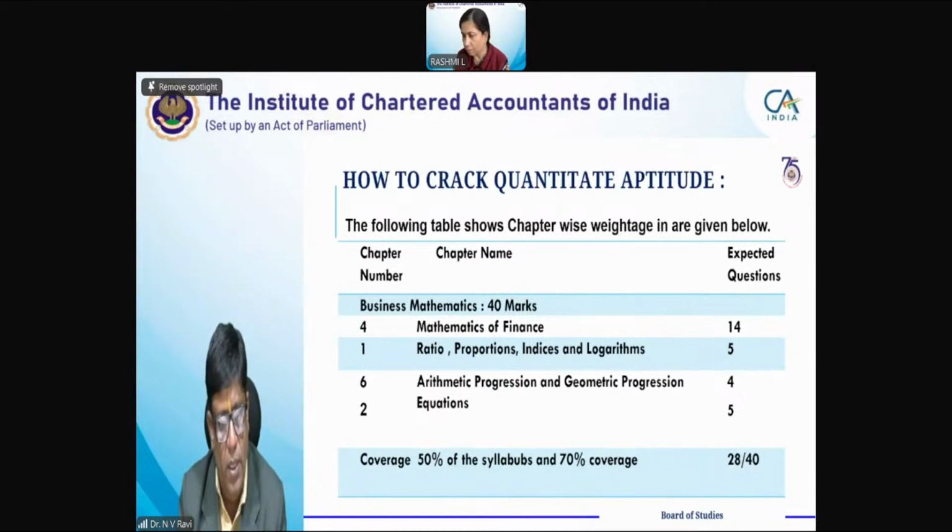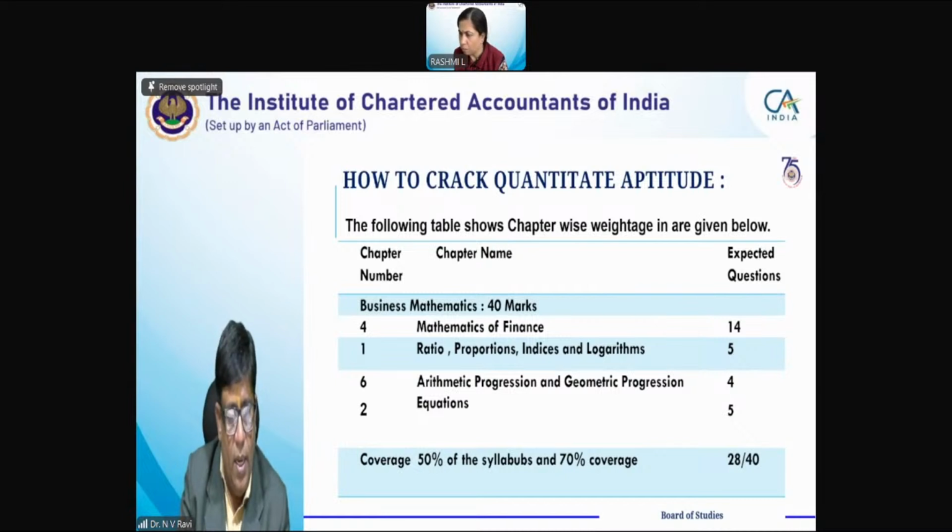Next, equations. Equations is a second chapter, the quadratic equation, cubic equations, and word problems, all types of questions are there. If you sum this up, it is coverage of 50% of the syllabus and 70% of the weightage of the business mathematics. So 28 among this 40 marks, 28 means around 50% coverage of the syllabus and 70% of the weightage.